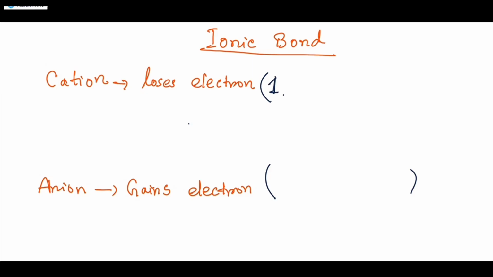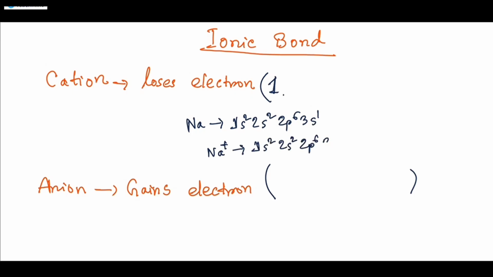Suppose an atom, sodium. Sodium's electron configuration is 1s2, 2s2, 2p6, 3s1. And sodium loses this one electron, then it becomes Na+, and Na+ is the sodium ion. We'll see 1s2, 2s2, 2p6, 3s0. If you write that like that, it will be okay. And if you want, you can write like this. There will be no problem. This is the sodium ion. Sodium ion is positively charged, so sodium ion is a cation.